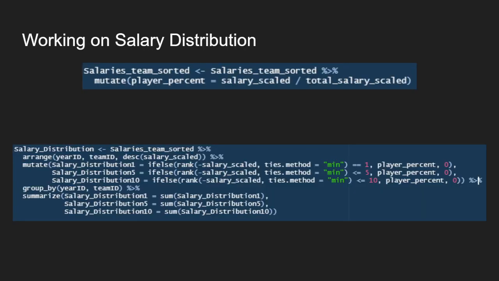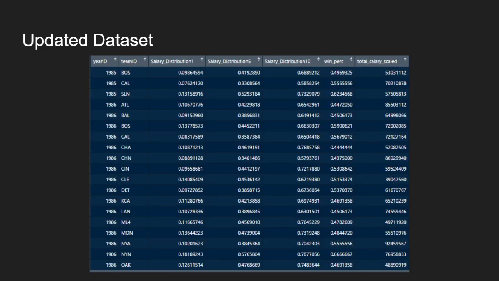So now I'm going to be working on the salary distribution aspect, and I just add a little player percent variable that is the percentage of the team's salary for that year that player is taking up. And then when you sort the data, you can just take the top one from each team, top 5, top 10, sum those up. You get the salary distribution numbers. So our updated data set looks like this. We have the year, the team ID, the salary distribution 1, 5, 10, the win percentage, and the scaled salary.